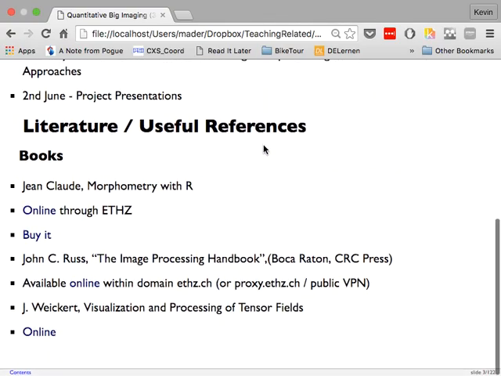The literature for this remains more or less the same. There are some other ones I've added, which are on visualizing and processing of tensor fields. If you're not as familiar with tensors and this aspect is interesting for you, I'd recommend looking at that in more detail, because we just go over it very briefly.